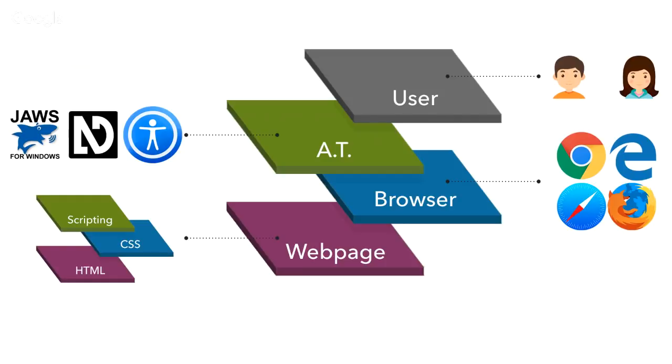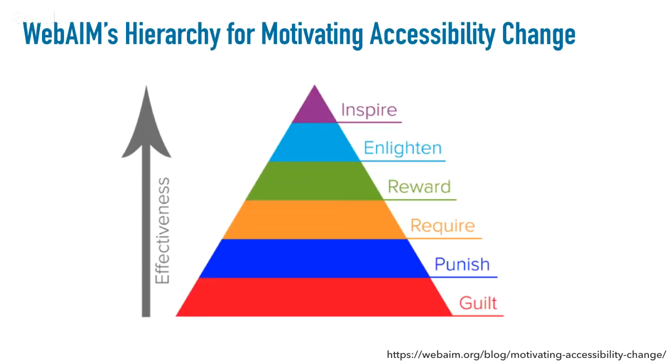Okay, one last thought. Totally different change of track here, and this is a different kind of layers. These are what we call our hierarchy for motivating accessibility change. These are not technical things, but it's an important layer that I think if we want to take all those other layers, the technical aspects of accessibility, and we want it to work for people, this is the way you can best motivate people to actually implement accessibility in positive ways.